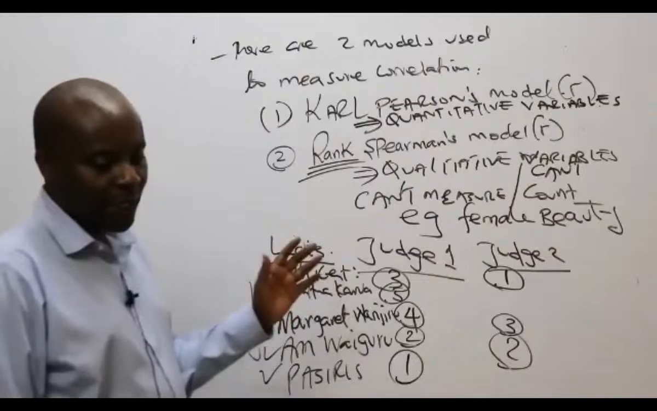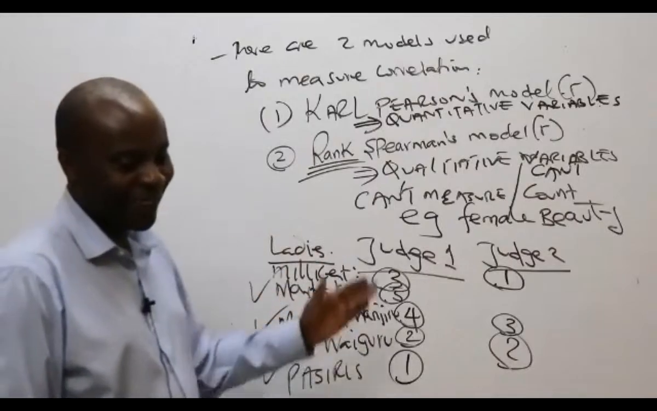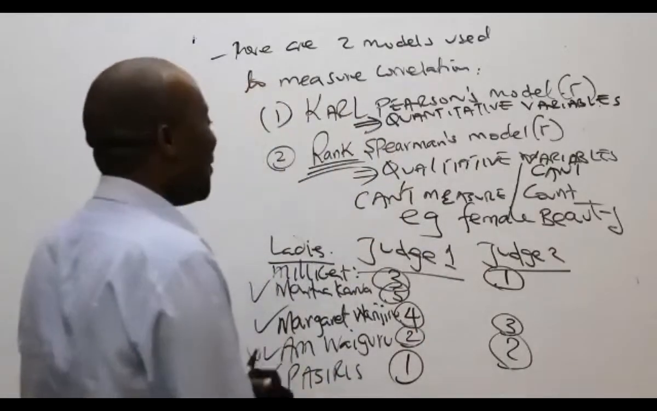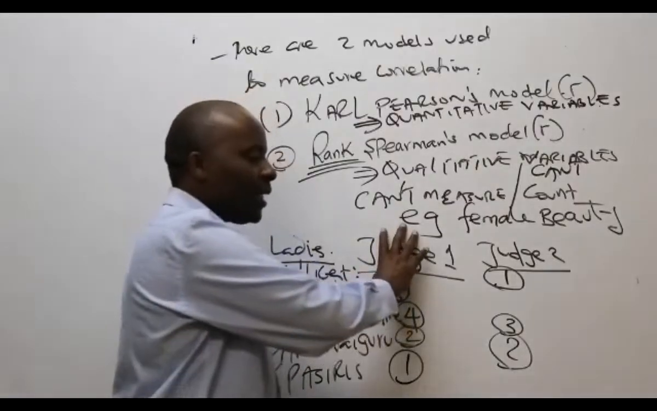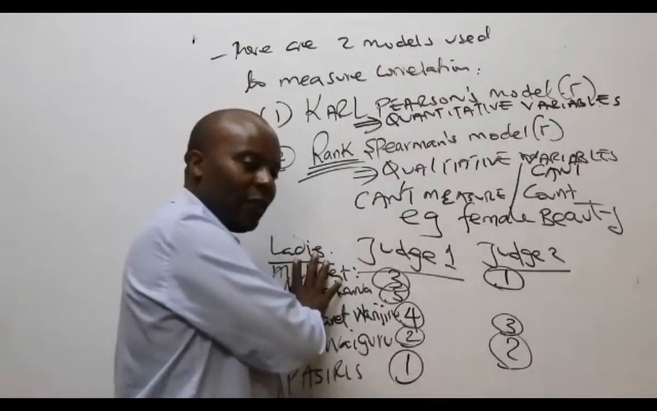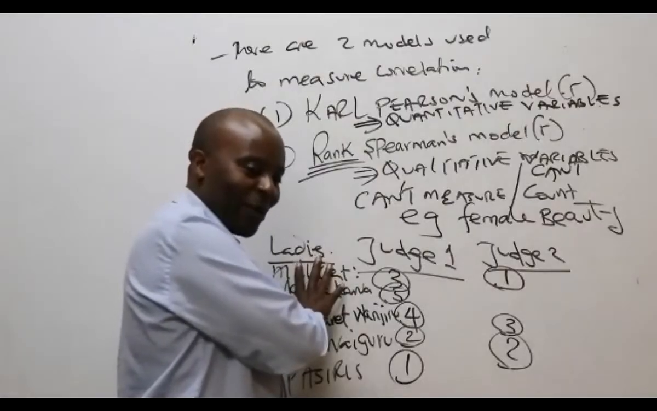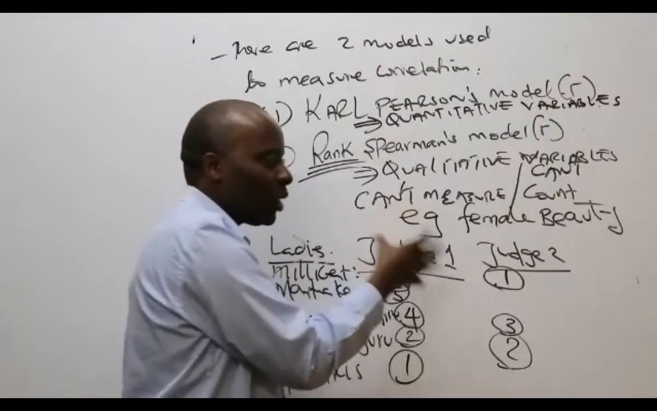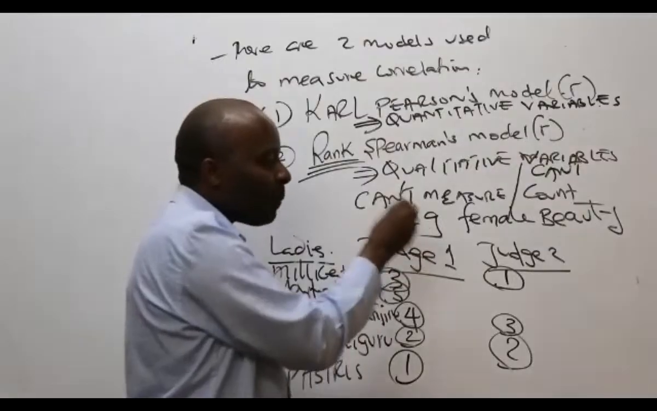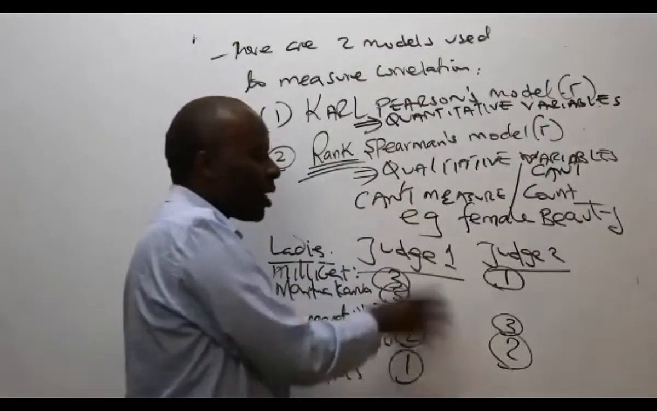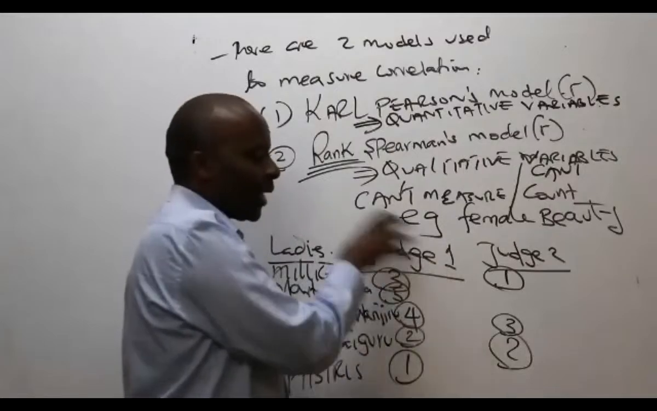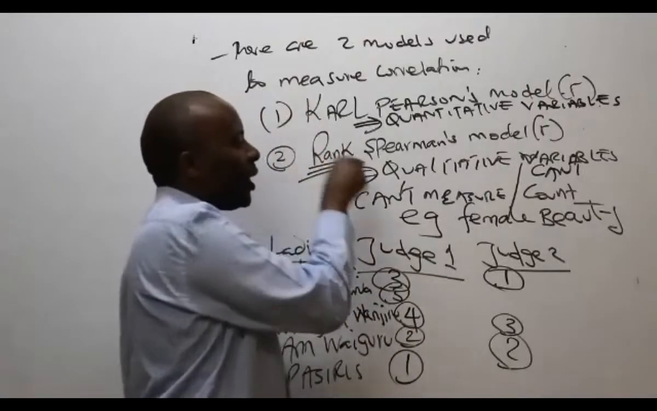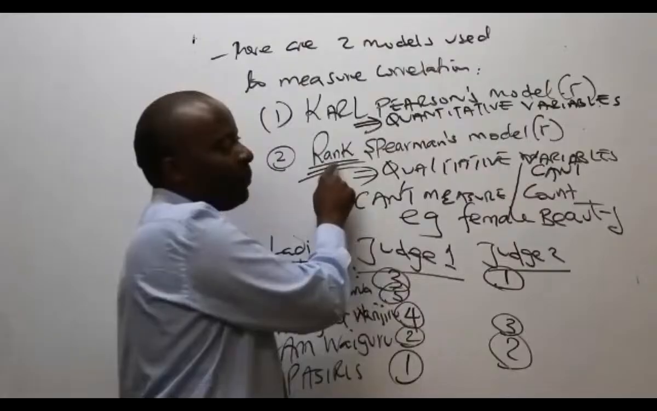Anyway, my point here, ladies and gentlemen, is this is a qualitative variable. Female beauty, you can't attach a value to this. And for all qualitative variables, the only way to measure them is to have various judges ranking them. And if it is ranks that you have, ladies and gentlemen, then the only model you can use is Spearman's ranks model.